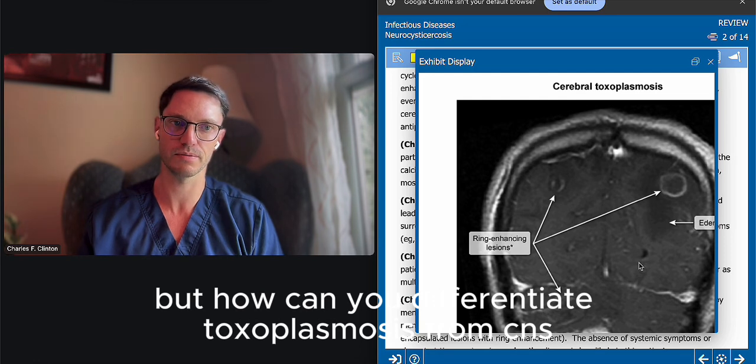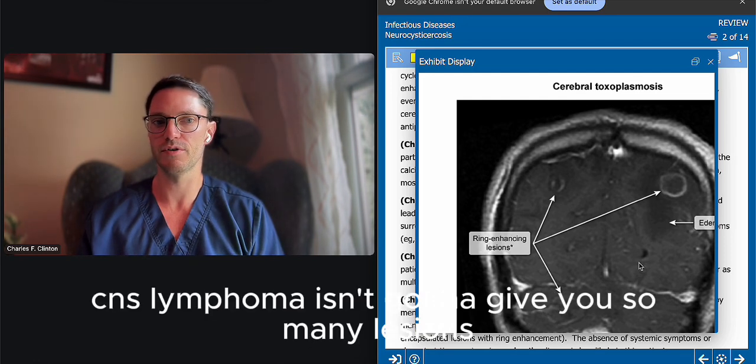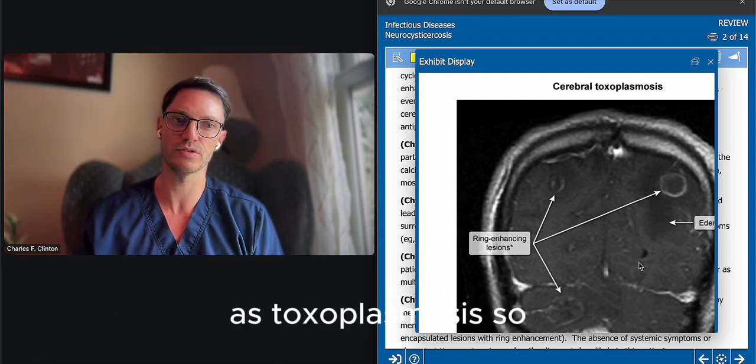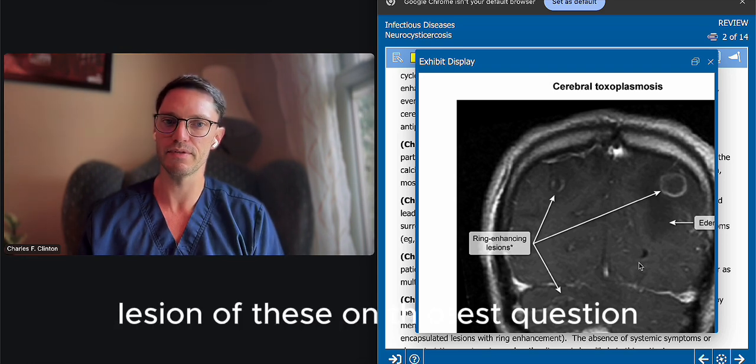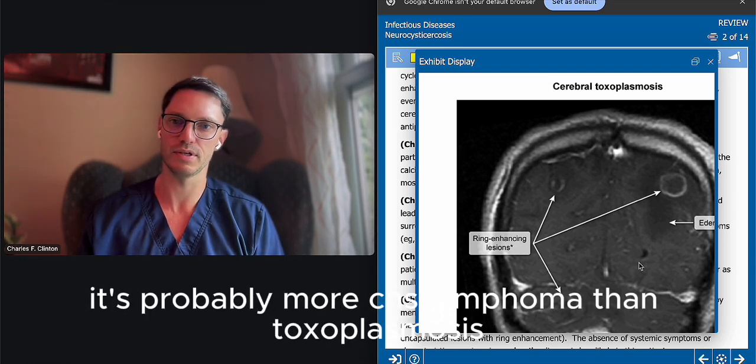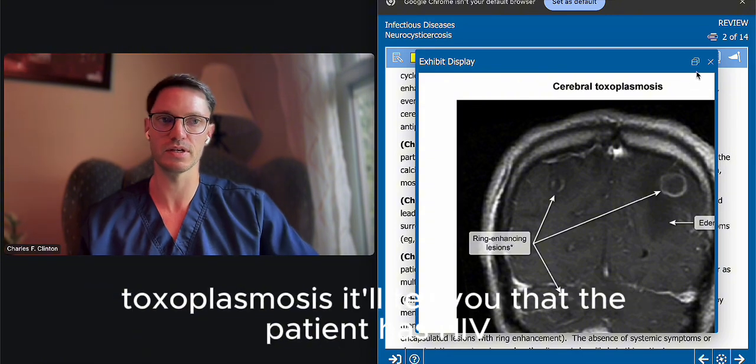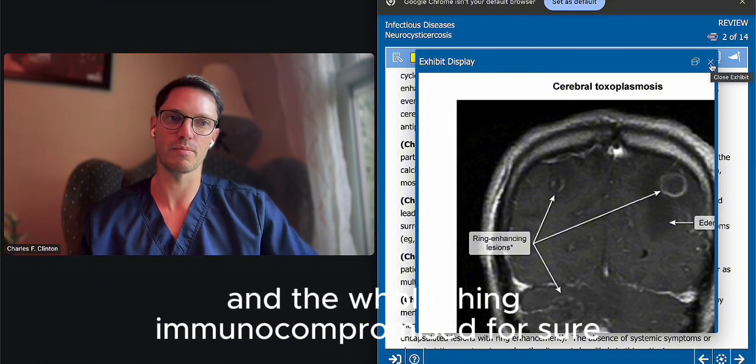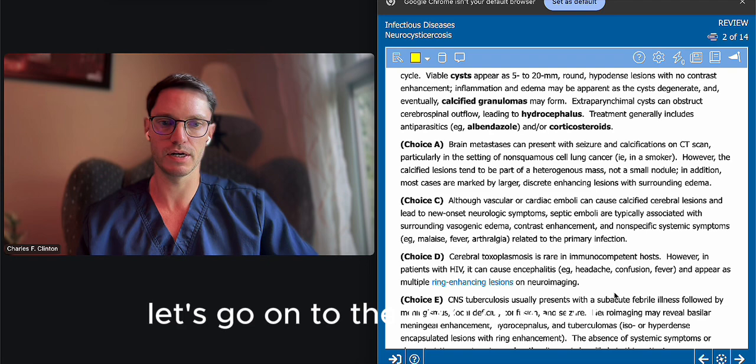But how can you differentiate toxoplasmosis from CNS lymphoma? Well, CNS lymphoma isn't going to give you so many lesions as toxoplasmosis. So when you have maybe only one lesion of these on the test question, it's probably more CNS lymphoma than toxoplasmosis. Toxoplasmosis, it'll tell you that the patient has HIV and the whole thing, immunocompromised for sure. But yeah, that's about it. Let's go on to the next question.